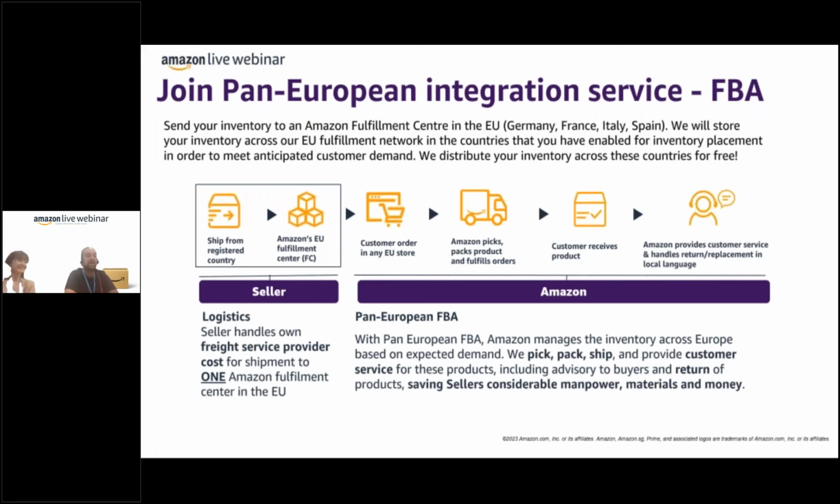Number 3, ease of customer management. With Amazon's help to provide 24/7 customer service, you receive the peace of mind post-sales that Amazon will provide you with customer support in the local European language and assist you in handling all customer inquiries, returns, and refunds.